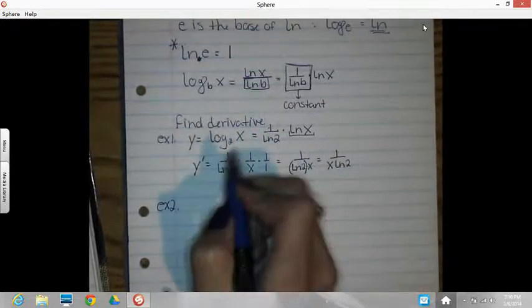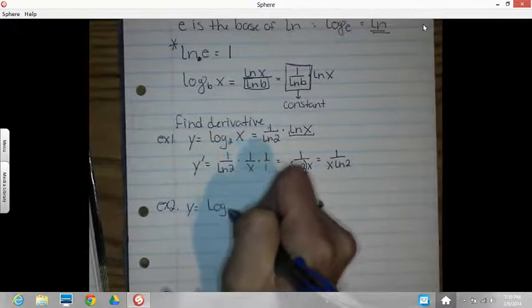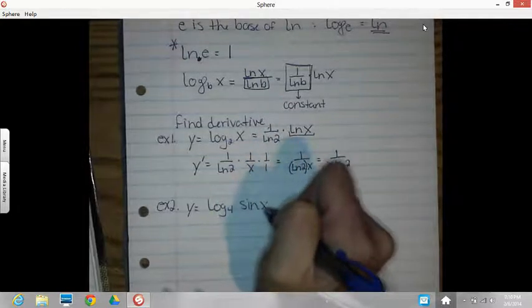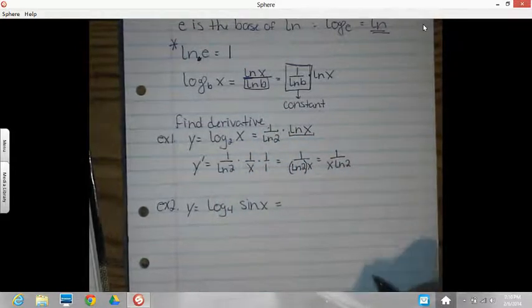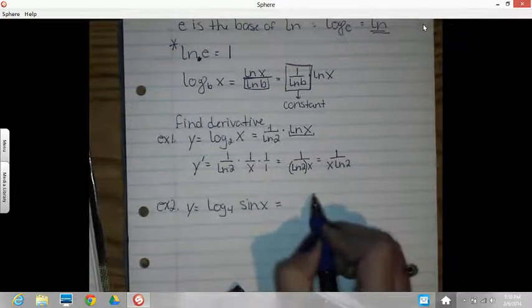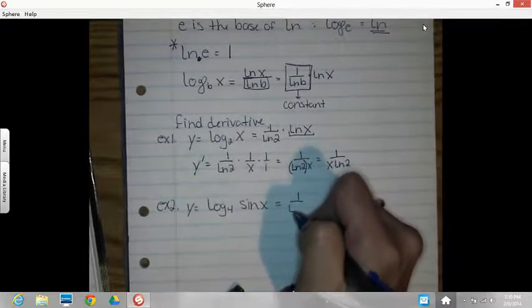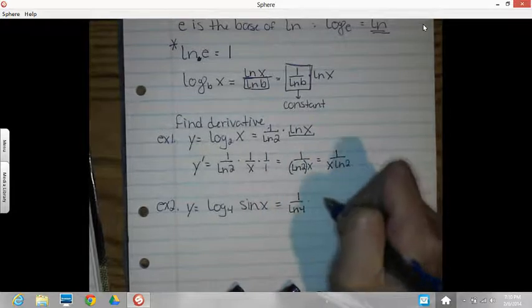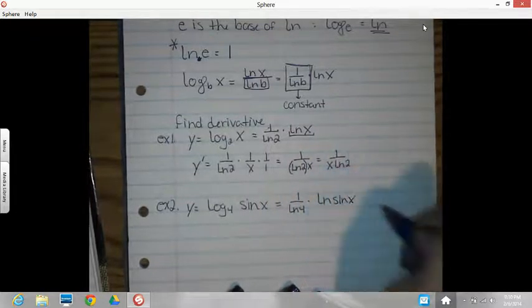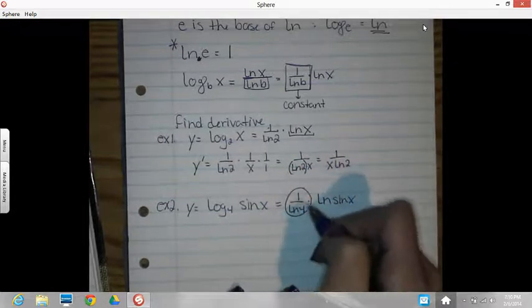Let's see, y equals log base 4 of sine x. So change of base, switch it out to natural log. So it's going to be the natural log of sine x over the natural log of 4. So I'm going to make it 1 over natural log of 4 times natural log of sine x. Again, this is a constant. It just carries along. There's no x on it.